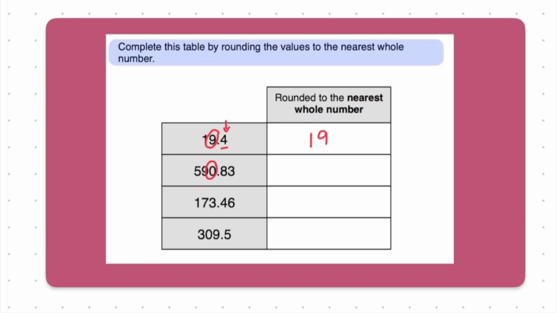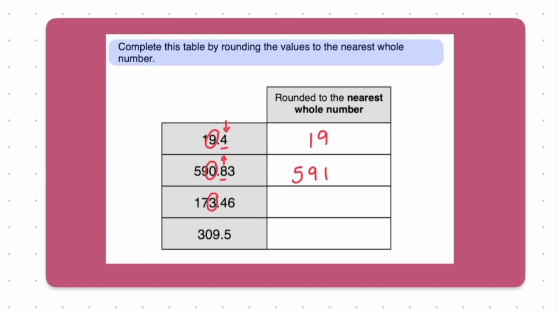Next one, circle the 0, underline the 8 for 590.83. Our 8 is telling us to go up. So our whole number is 591. Because it's a whole number, we don't need those decimal places because all it would be is 0.00, which would just be the same as writing 591.